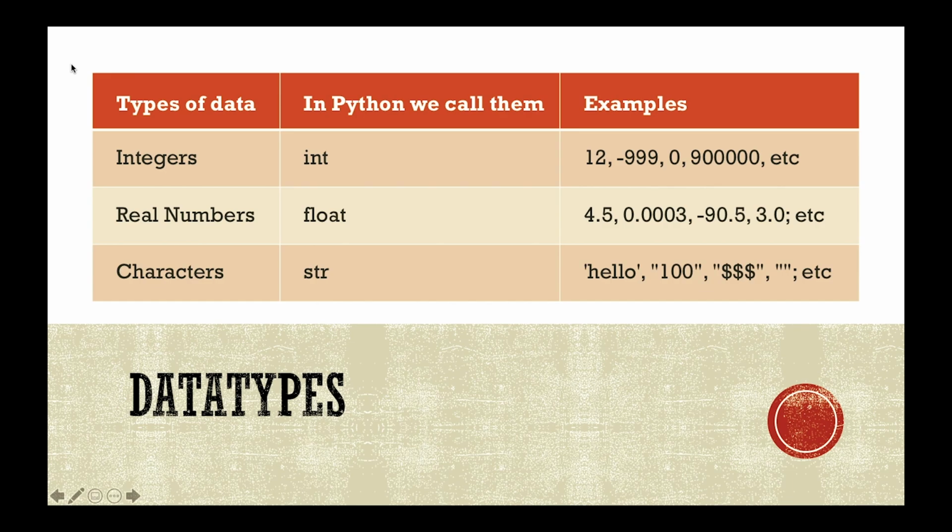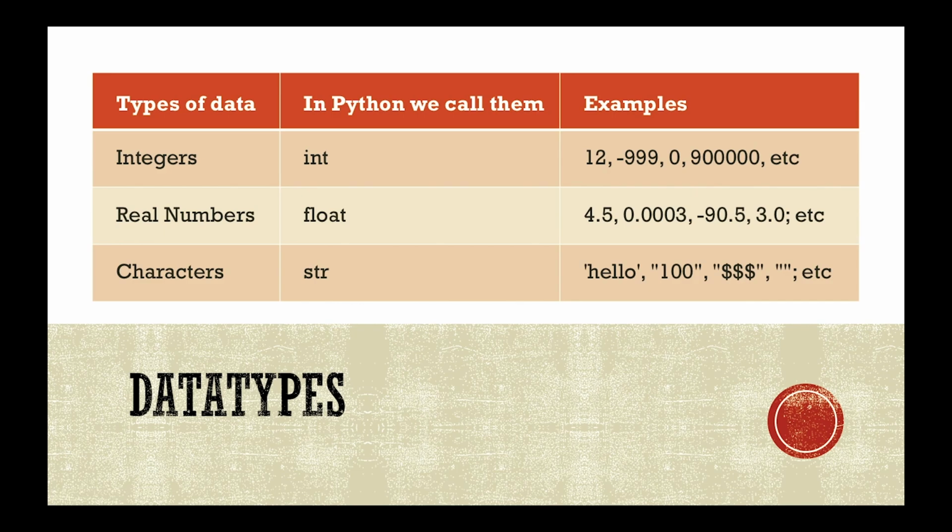Explicit values we use in our programs are known as literals. For example, the number 12, 4.5, and hello are all called literals. Each literal has a type associated with it. For example, the number 12 has the type int, which means integer. 4.5 has the type float, which are real numbers. And hello has the type string, which is a character. It is the type of literal which determines which kinds of operations can be performed on it.